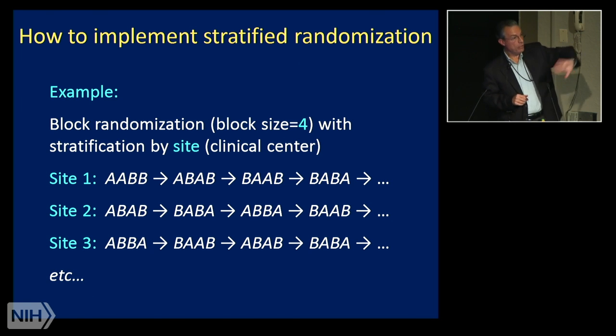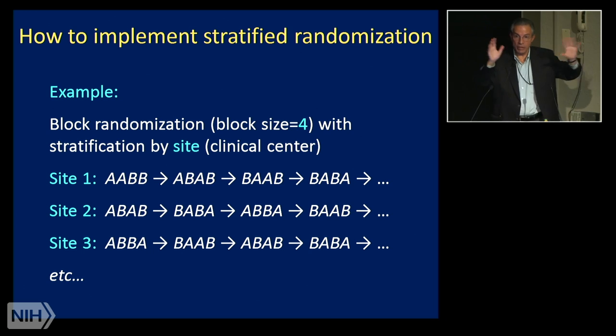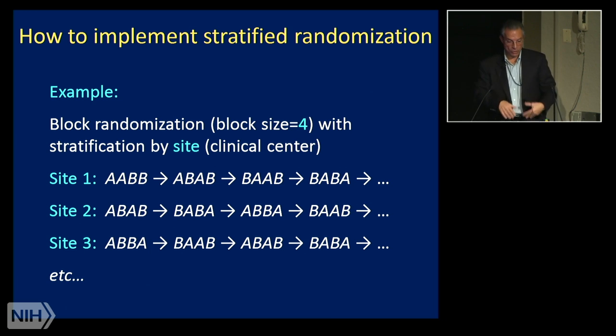So you randomize the folks in site 1 completely independently. You randomize the folks in site 2, just like we talked about. And for site 3, completely separate. So you're still doing block size 4, but you're doing them as if they were 3 completely separate clinical trials. That's stratification.